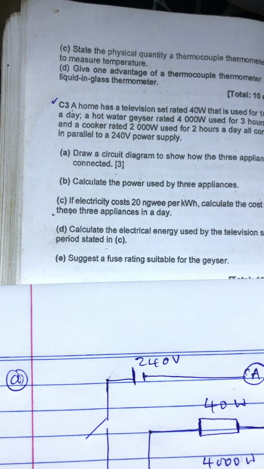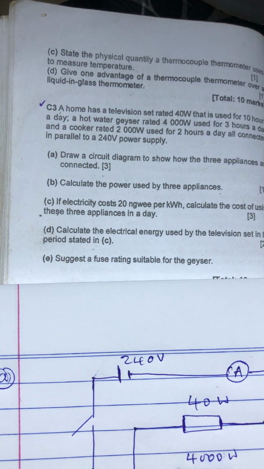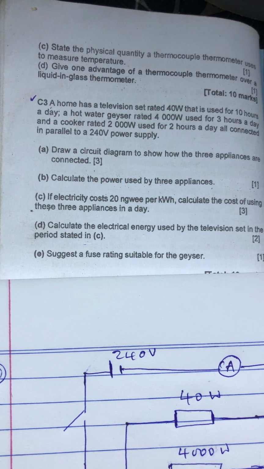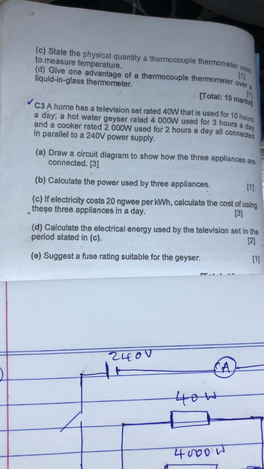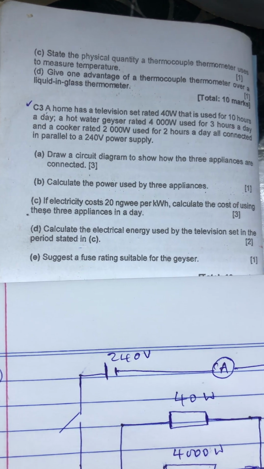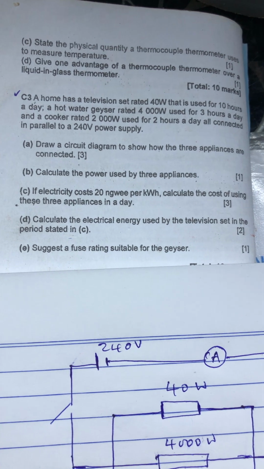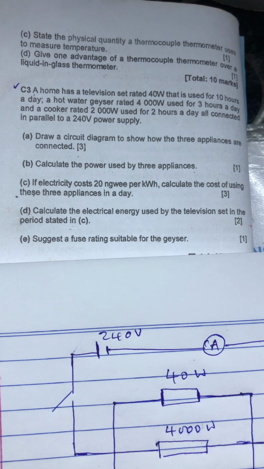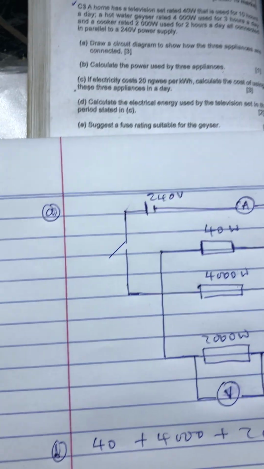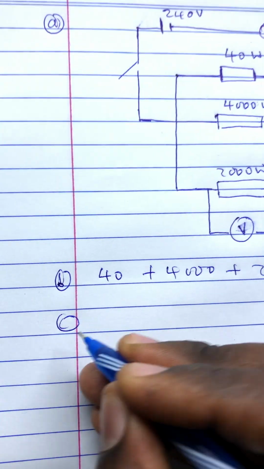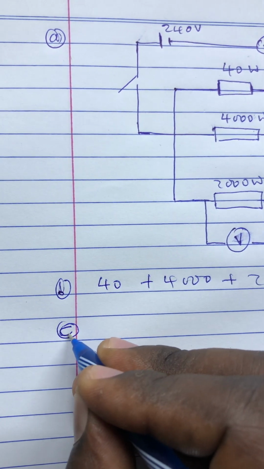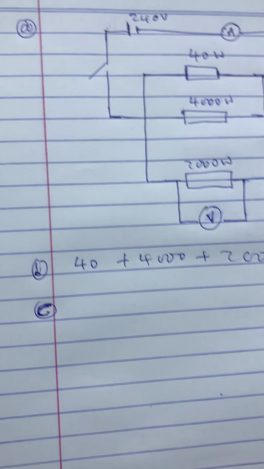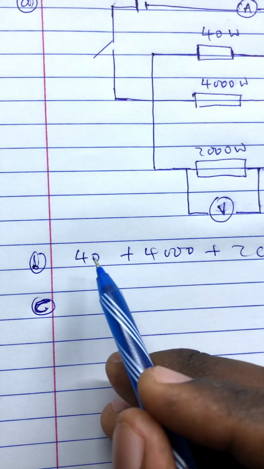Let's go to C. If electricity costs 20 ngwe per kilowatt hour, calculate the cost of using these 3 appliances in a day. Okay, so they have given us the electricity cost. So we are on C. What are we going to do for us to calculate the electricity cost? So we're going to begin with this one.